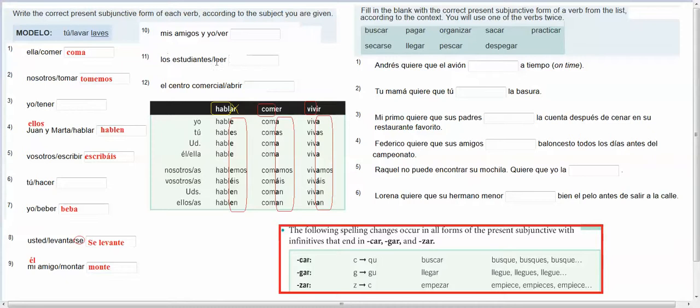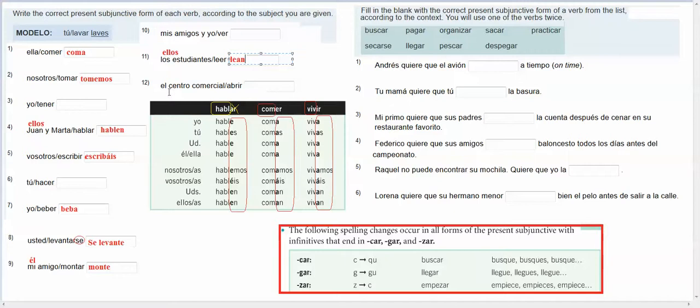Los estudiantes leer. Los estudiantes is the same thing as ellos. Okay, so I'm going to put in leer. I take away the ER, and if it's for ellos, I go down here to ellos. I go all the way across to an ER. I add an AN. Lean.